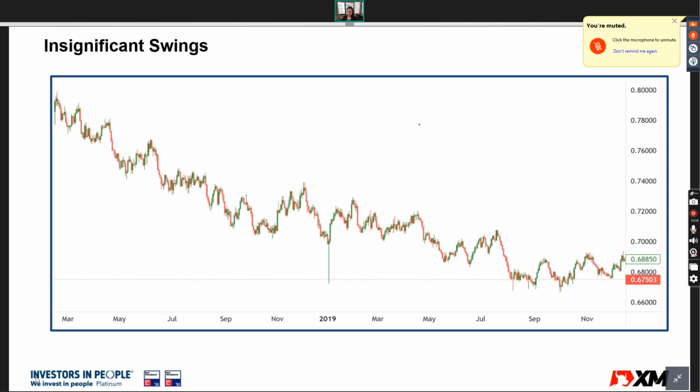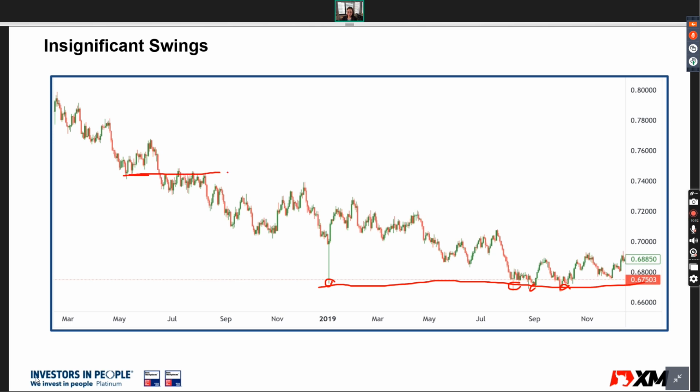Insignificant swing, I already showed you. This could be your swing low here. You draw to the right, you can see the price could not break below. You can see this is your multi swing low. And this could be your resistance level. This is called overlap. We'll come back to it later.